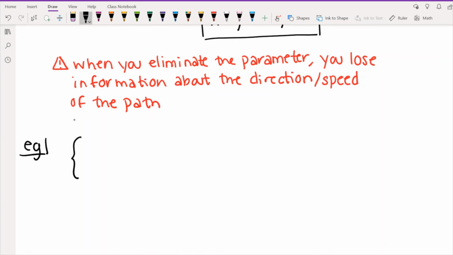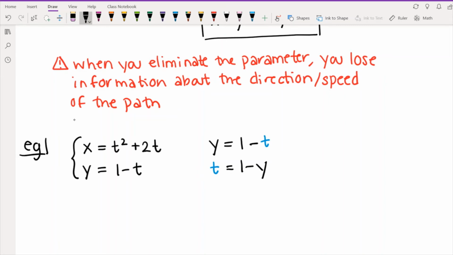The other two were x is equal to t squared plus 2t, and y is equal to 1 minus t. So we saw that that gave us the same parabola, right? And so if we eliminate the parameter, we should get the same thing. So we had y is equal to 1 minus t. And if we solve this for t, adding t and then subtracting y from both sides, we get t is equal to 1 minus y.